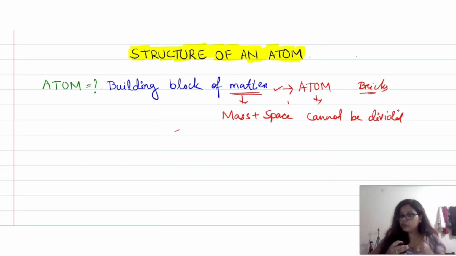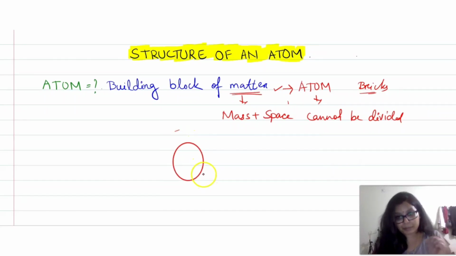Now we can shift to the structure of an atom. All atoms are basically spherical in shape. Atoms are very small in size, so it is impossible for us to see an atom with our naked eyes. Therefore, many researchers have done many research works to study the structure of an atom, and they have told us that an atom is spherical in shape.